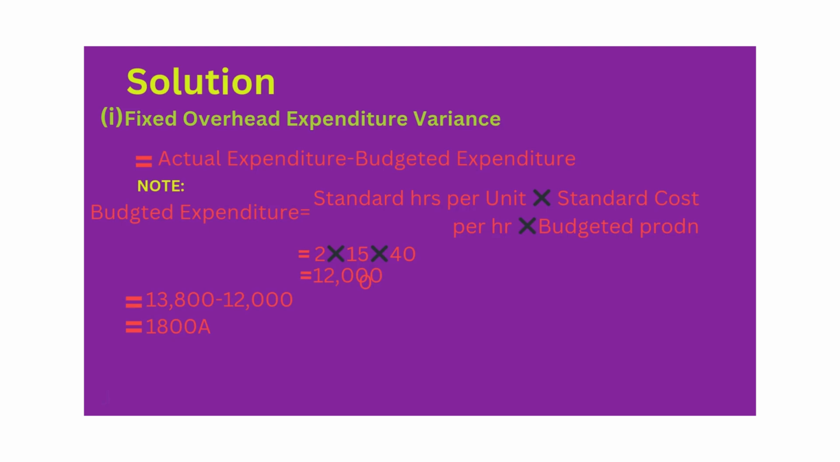So it will be 13,800 minus 12,000, which gets us 1,800. And because the actual cost is greater than the standard cost, that will be adverse. So we will have 1,800 adverse.